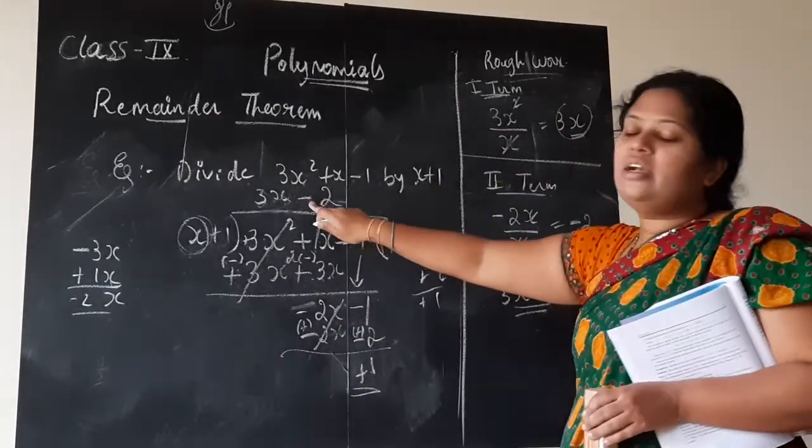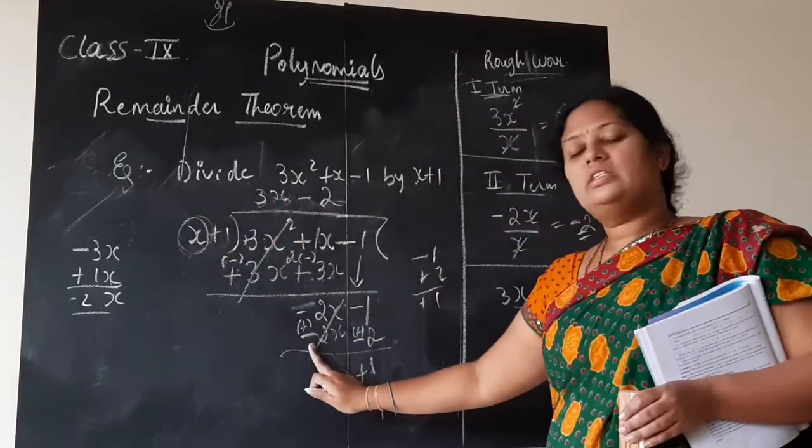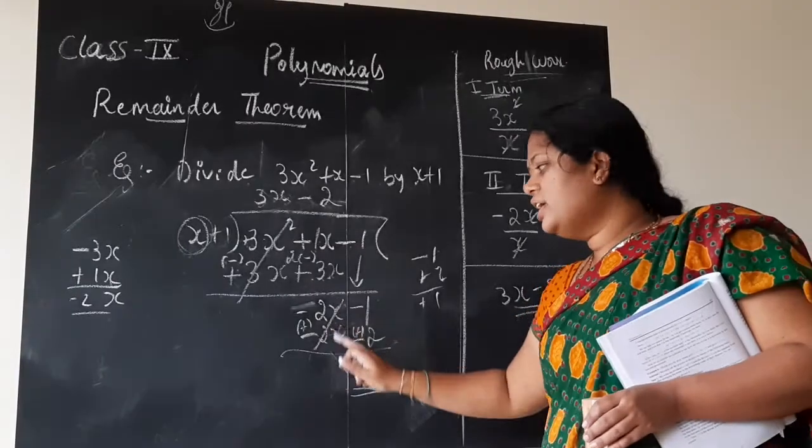So blindly write minus 2 here. Next you verify. Plus x into minus 2 is minus 2x. So didn't I get the same term?